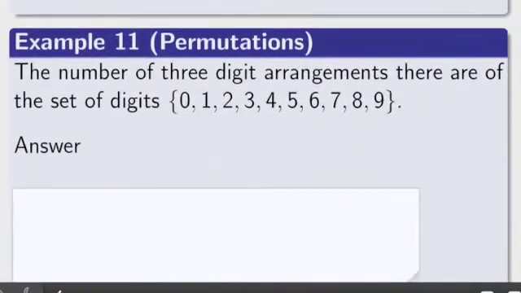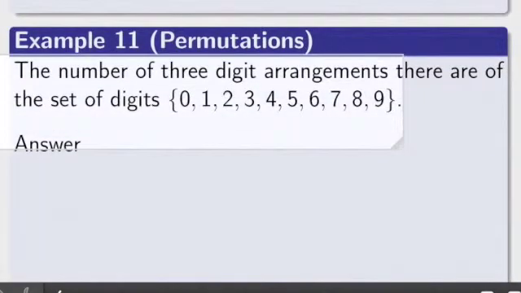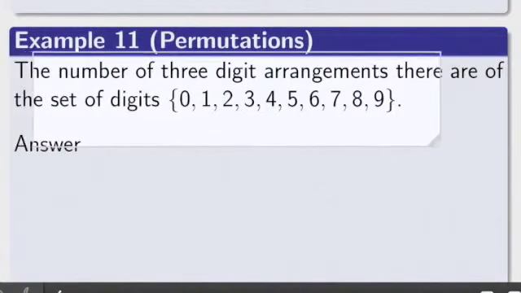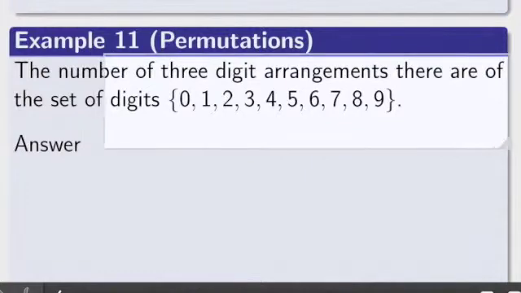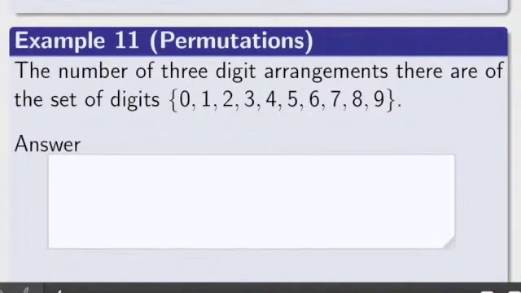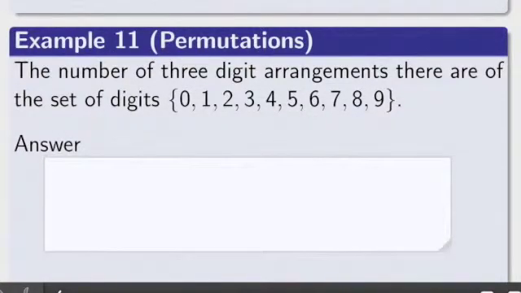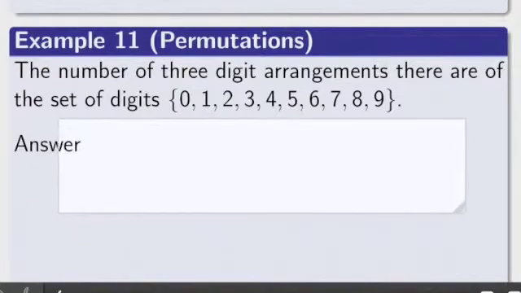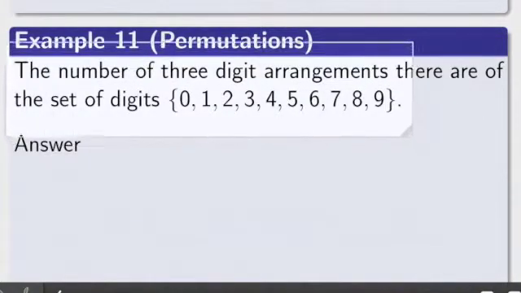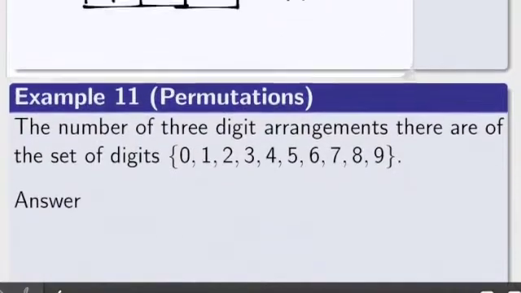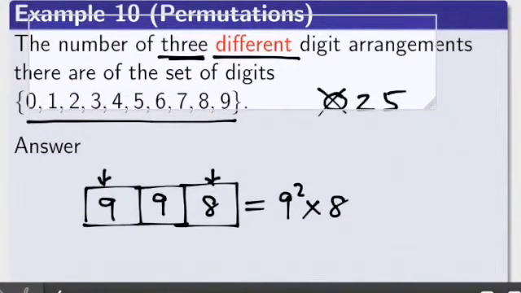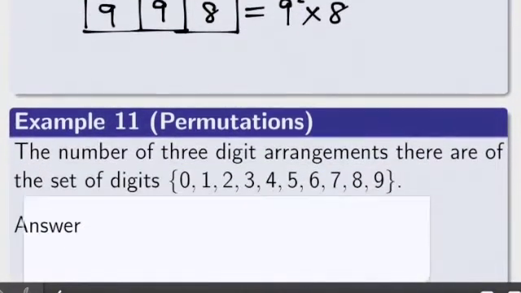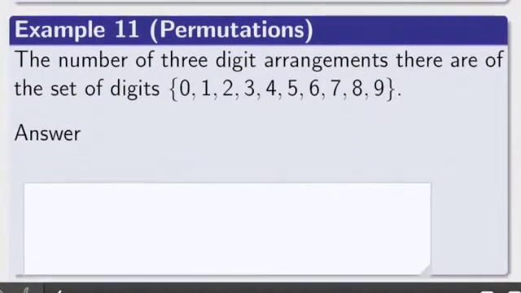Example 11, the number of 3-digit arrangements there are of the set of digits 0 to 9. Again, the most significant digit cannot be 0. Notice the difference between this example and the previous example, example 10. We were not allowed to repeat the digits; they had to be different. In this example, there is no such restriction.